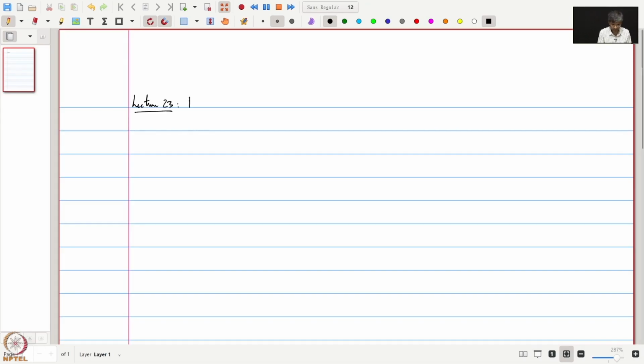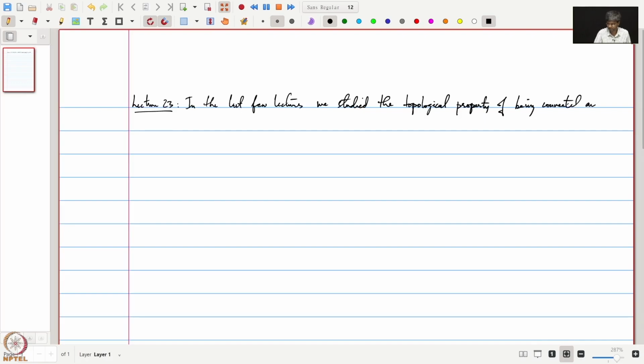In the last few lectures, we studied the topological property of being connected and path connected, and saw several examples.